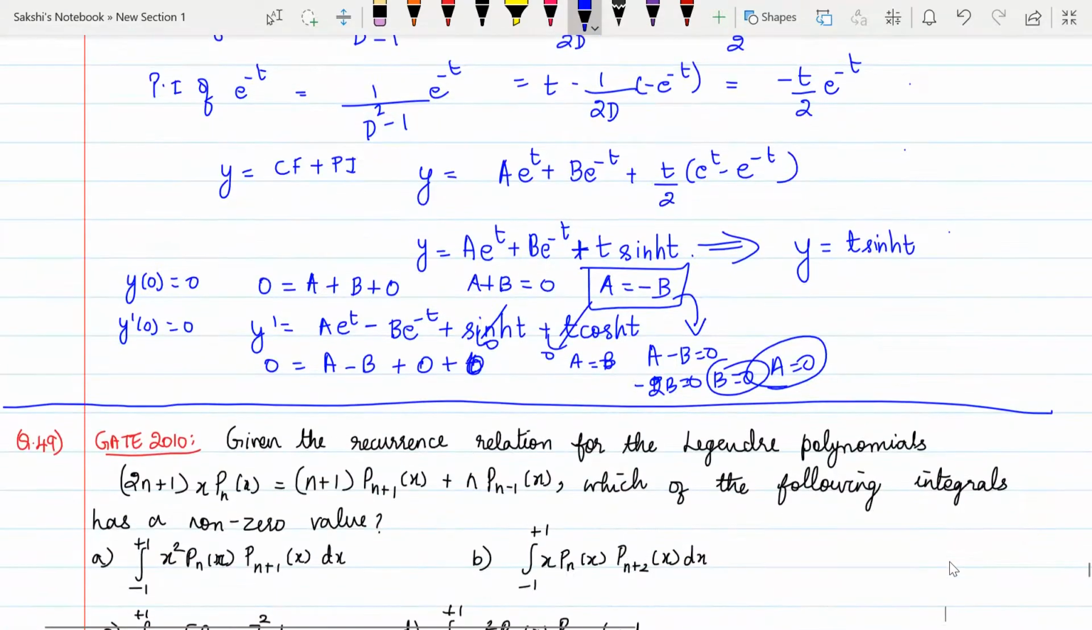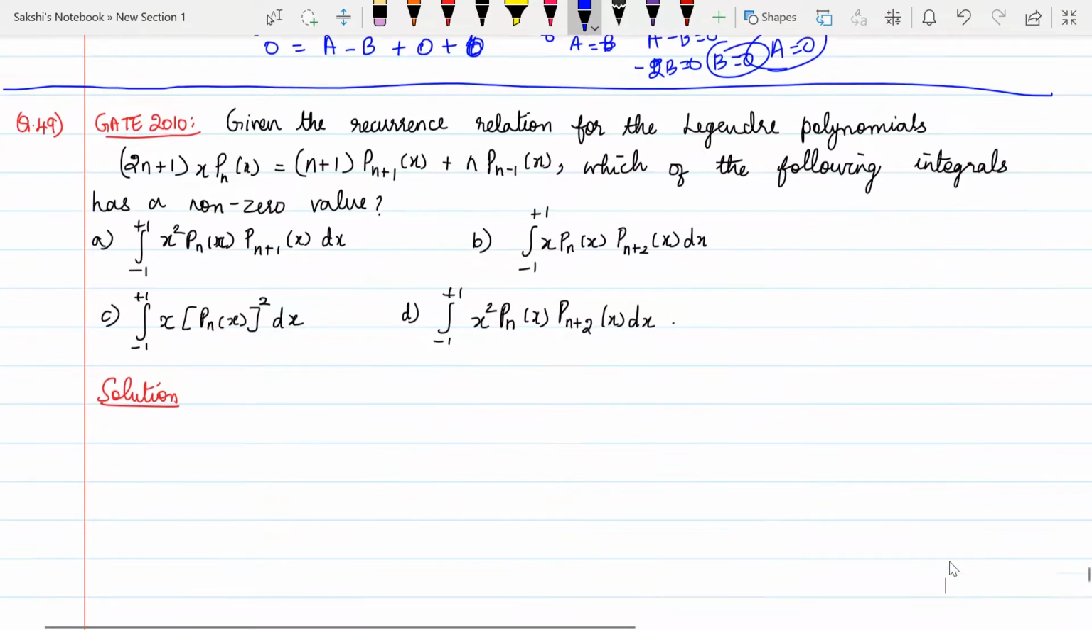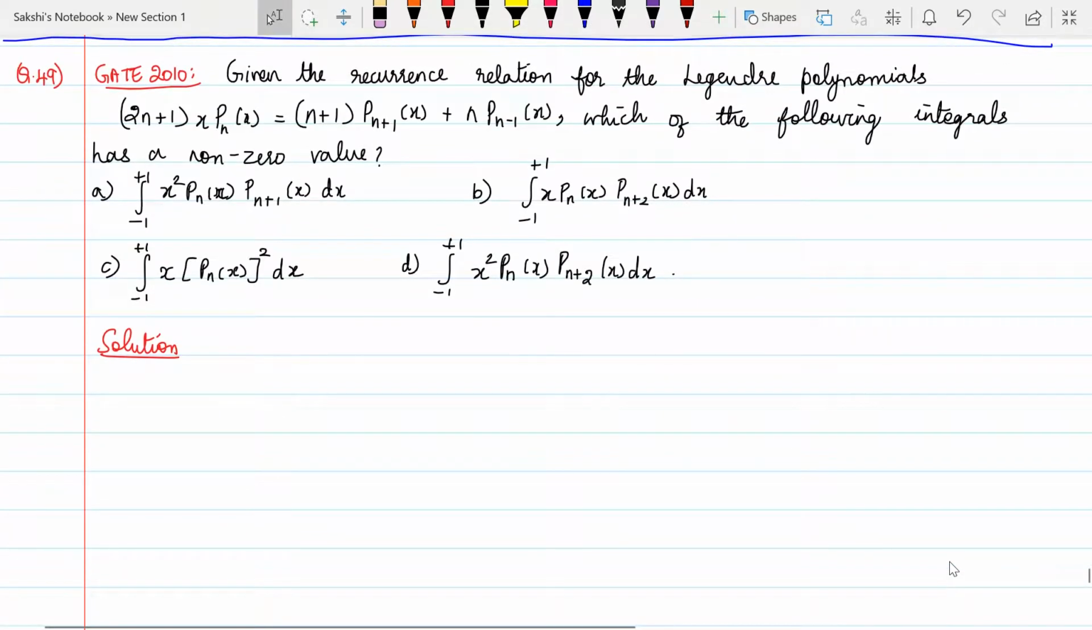So let us see the next question, which is the ninth question. This is a time-taking question, but you can try solving this. I'm going to solve only one option, and the rest of the options are your homework. You're going to try those options and see if you get the right answer or not. So let us see. Here we have to find which of the following integrals has non-zero value. So non-zero value basically means we have to see which option is not equal to 0.